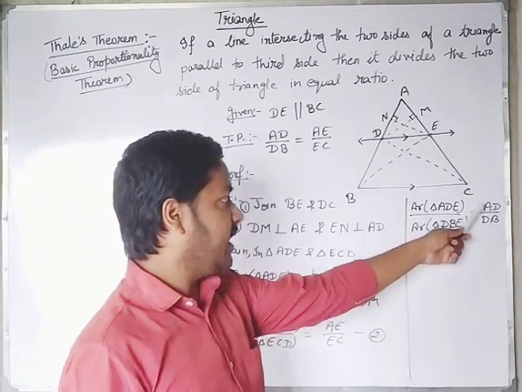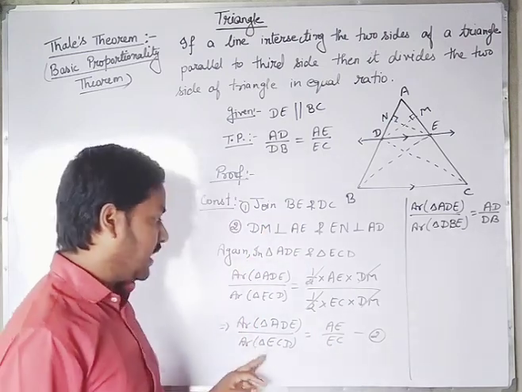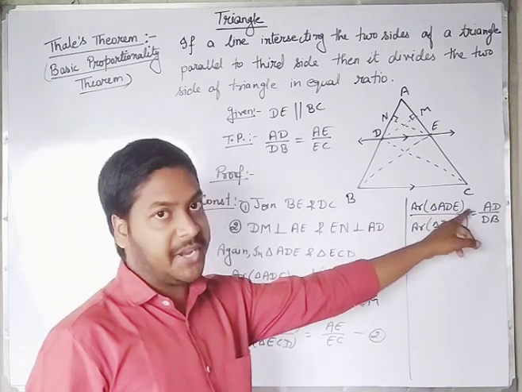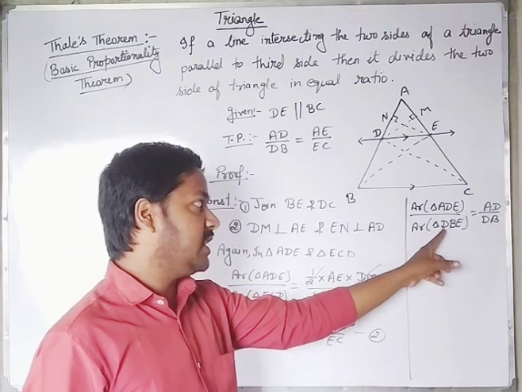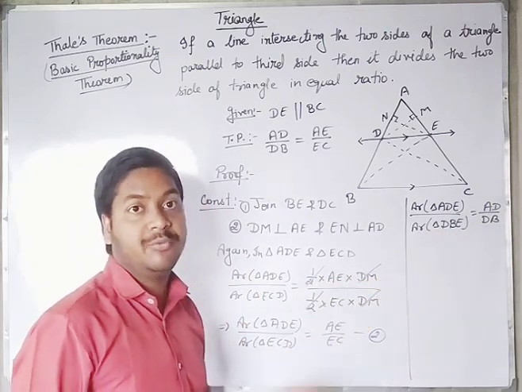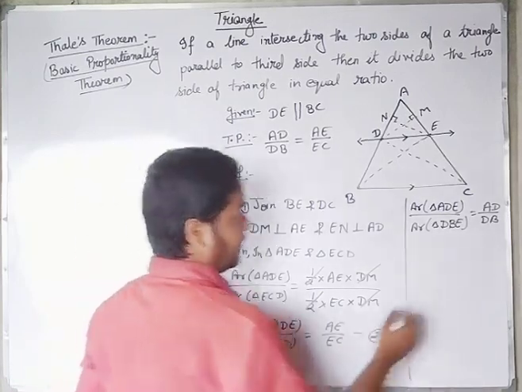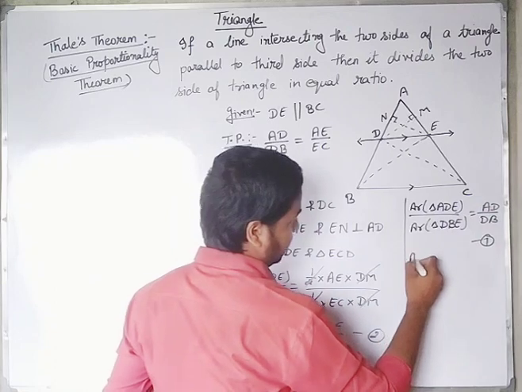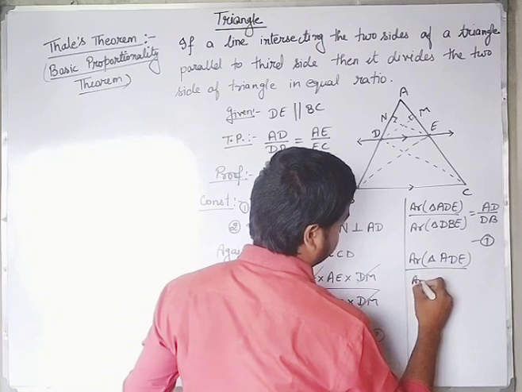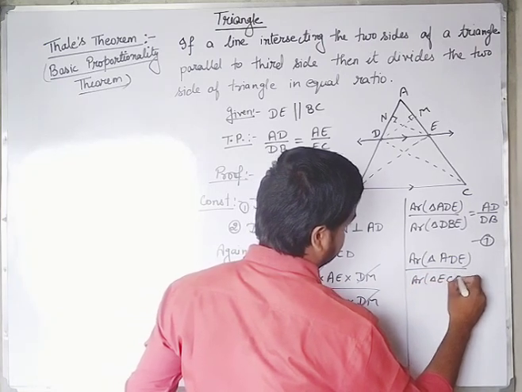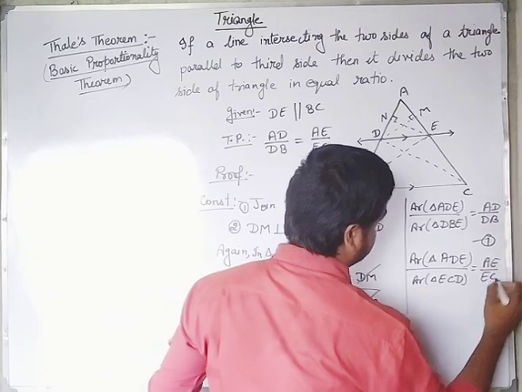Now we have AD by DB and AE by EC. Both came. Here also on the LHS we have area of ADE, area of ADE, but the denominator is not matching. Area of ECD here, and area of DBE there. How will we make ECD and DBE equal? For that we need to write one step. This was equation 1. Another one I got here, that area of ADE by area of ECD is equal to AE by EC.